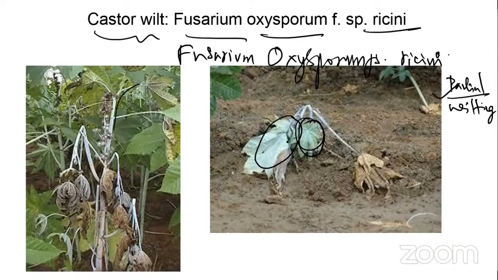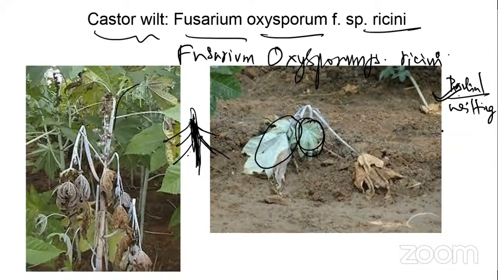Why does it happen? Because it will start infecting the lateral roots rather than the main root, or axial root. So when the lateral roots are getting infected, the food supply will be only partially available. Wherever it is not available, wilting will take place due to the blockage of the vascular bundles. So that is the reason behind the partial wilting.